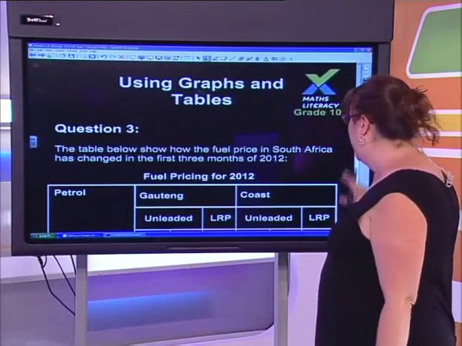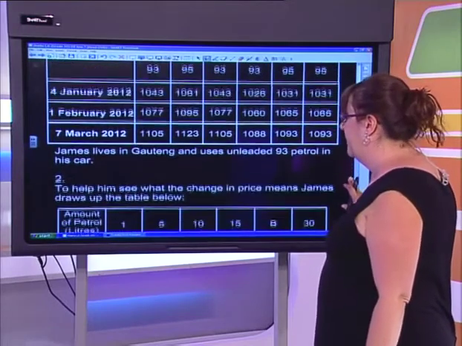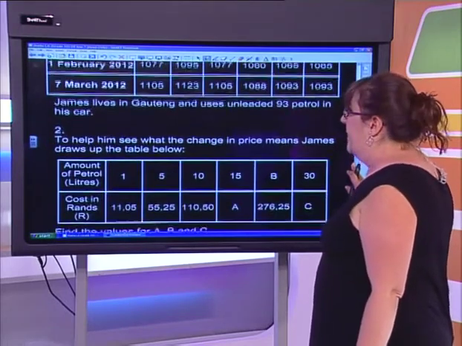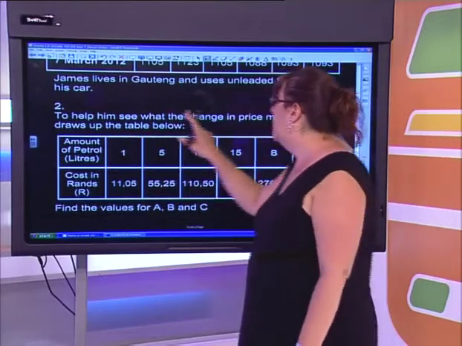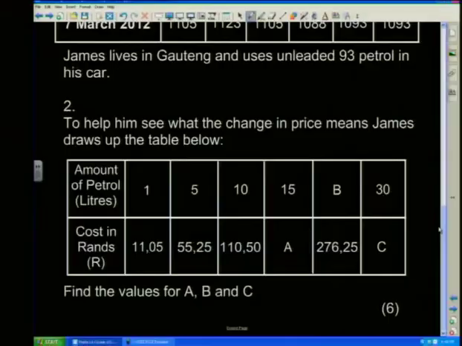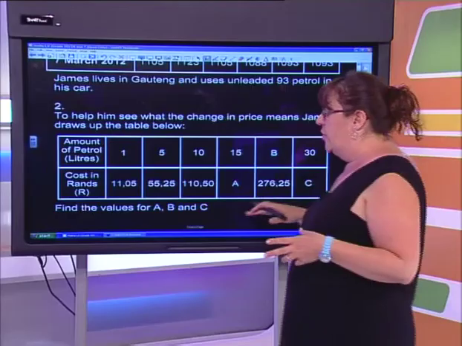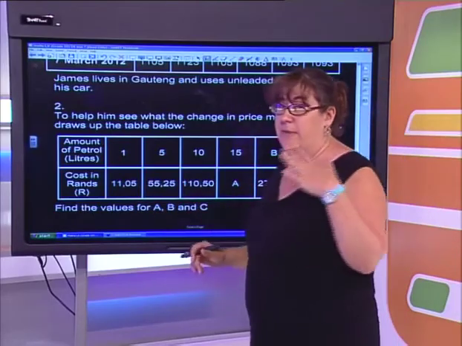I want to see if we can still draw a graph today. So the next part of the question says, to help him see what the change in price means, James draws up the table below. It has the amount of petrol in litres: 1, 5, 10, 15, something, and 30. And we've got the cost in rands: 11 Rand 05, 55.25, 110, and so on. So we first have to find the values of A, B, and C.